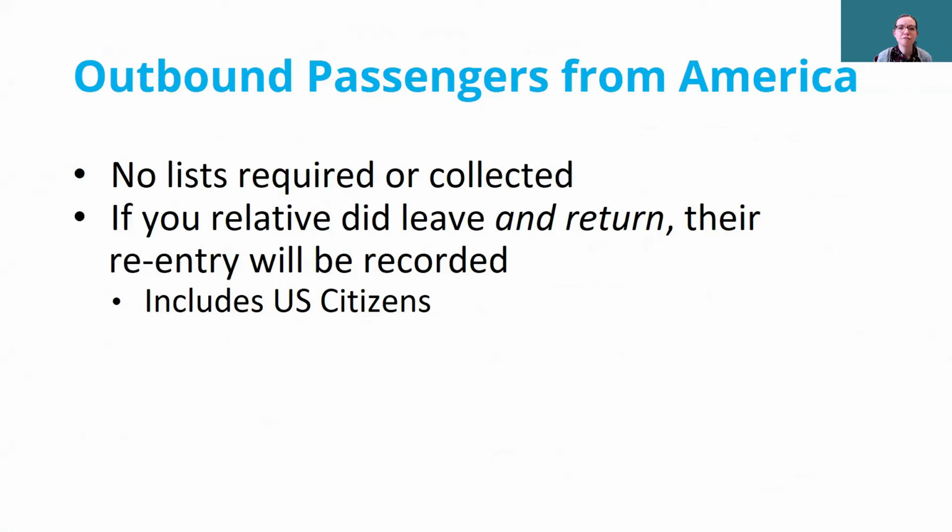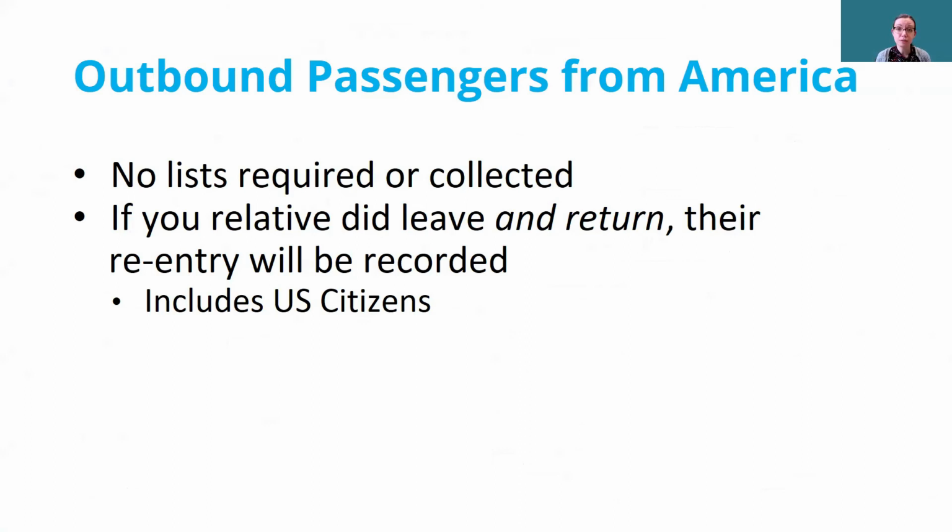Now, all of these have been for passengers inbound into the United States. And what about outbound passengers? Well, there has never been a requirement to compile a list of outbound passengers or to turn them in anywhere. So that is really just going to be a void in your research. So if you have a relative who did leave but then return, you'll find their re-entry recorded on another manifest, and you may find multiple passenger lists.